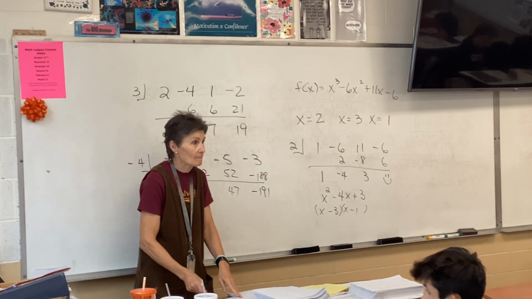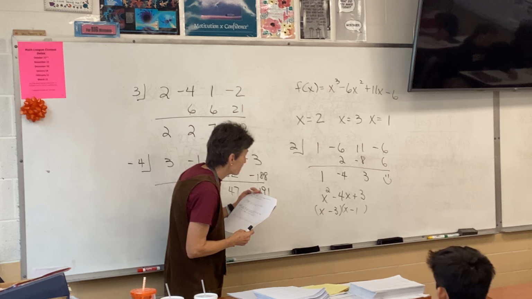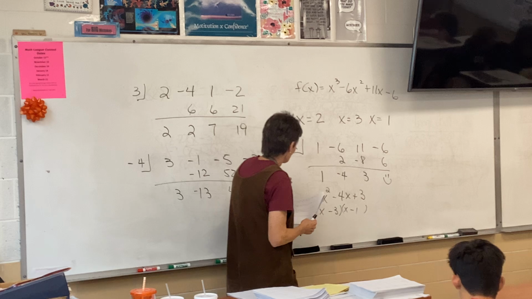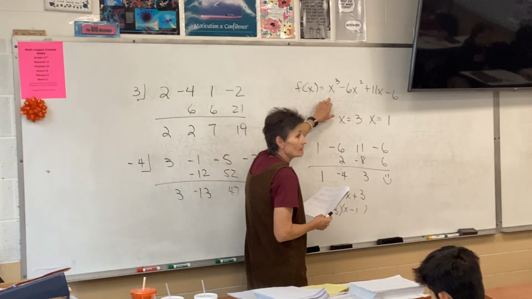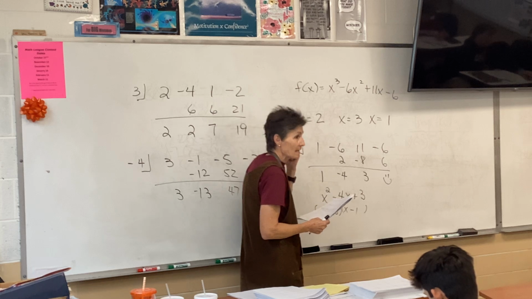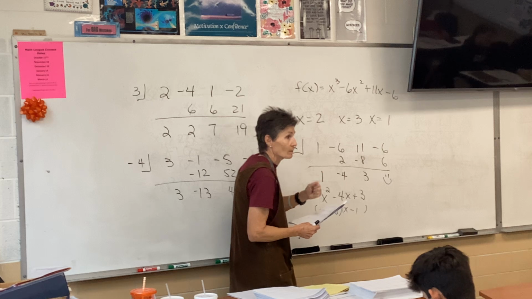Wait, wouldn't the 1 be x cubed? No, when you divide, the power goes down by 1. Oh, you're dividing out an x. So obviously, if you start with x cubed, you're going to be down to x squared.